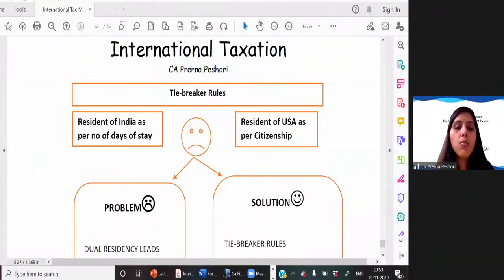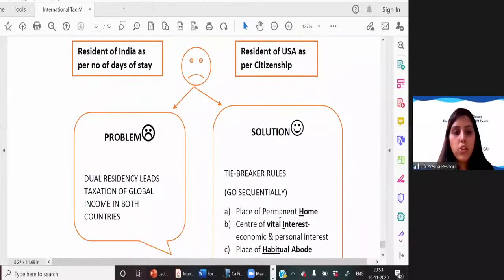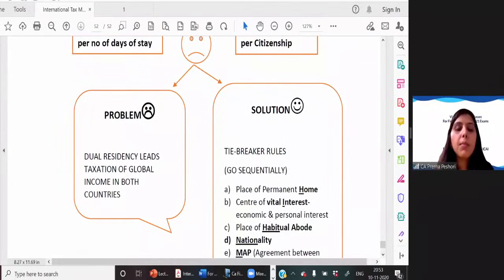What are these tiebreaker rules? They say go sequentially. First is place of permanent home. You will have to decide where your permanent home is. Where do you really stay? Though you may have visited India for more than 180 days, quite possibly you might be staying with your family in USA. You might have a house in USA and not in India. You just come and stay here, and therefore 180 days are crossed. So then you have to find out where your permanent home is.